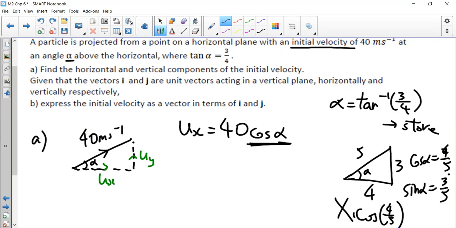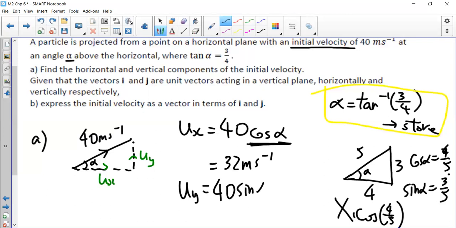Again, I would personally suggest always using the calculator. If you've got a calculator, why not? Store it in the calculator. So 40 cos alpha, if you do that in the calculator, you should get 32 meters per second. And if you do Uy equals 40 sin alpha, that should give you 24 meters per second.